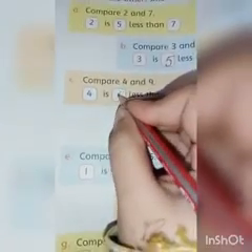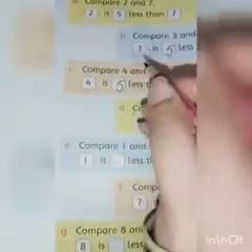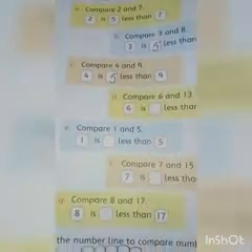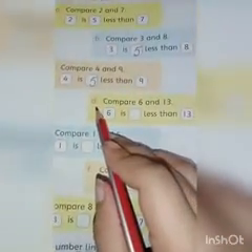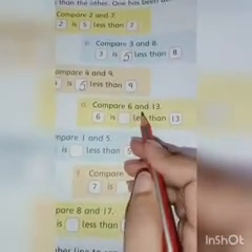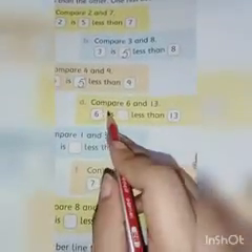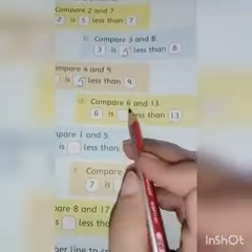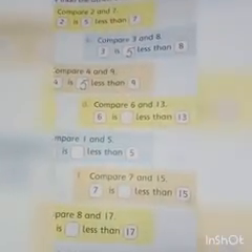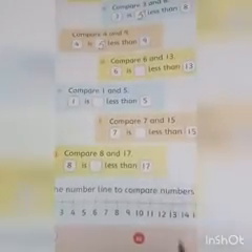We are going to write 5 here. 4 is 5 less than 9. Go for the next one. Point D. At point D, here we have compare 6 and 13. We are going to identify the difference between 6 and 13. Students, for this we are going to use number line.